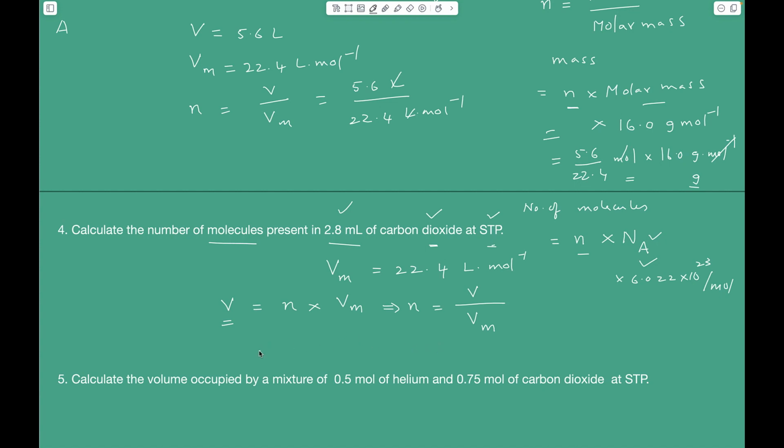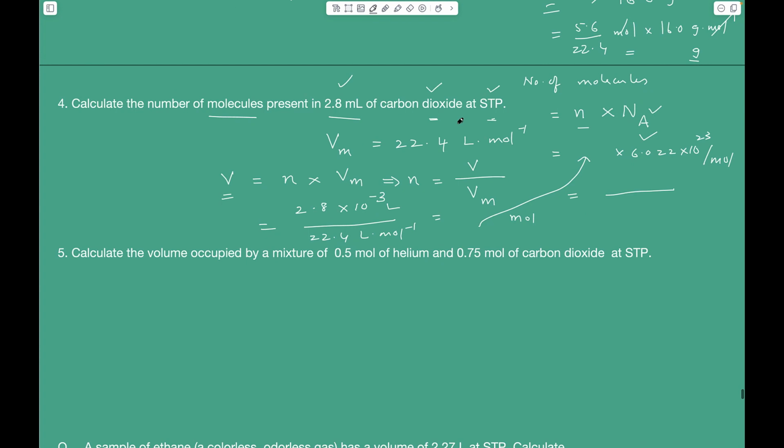Now, what is the volume of the sample? 2.8 milliliters, but molar volume is in liters, so you have to convert this into liters. So 2.8 times 10 to the power of minus 3 liters over 22.4 liter per mole. Now simplify this to get the amount of substance in mole and substitute this value here and multiply it with Avogadro's constant to get the number of molecules.